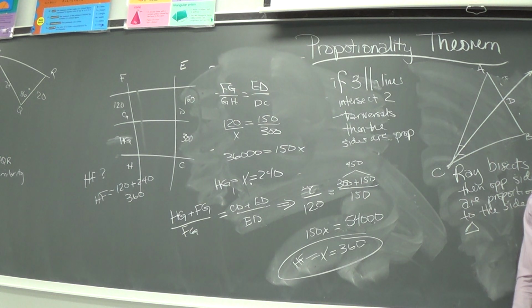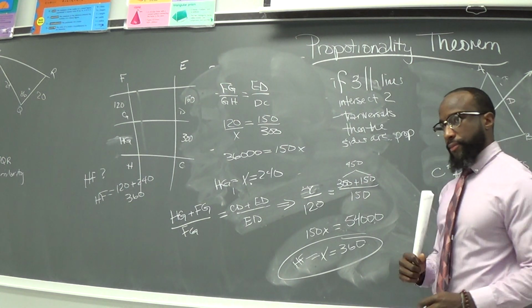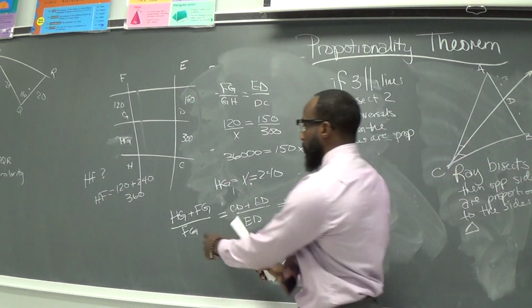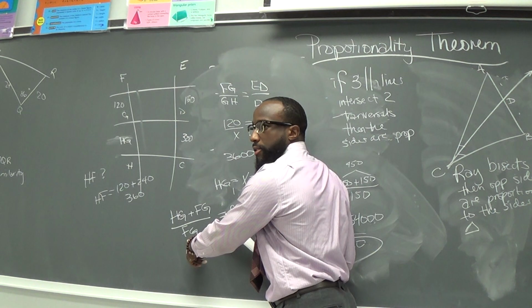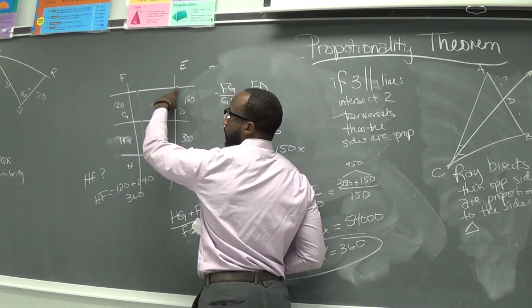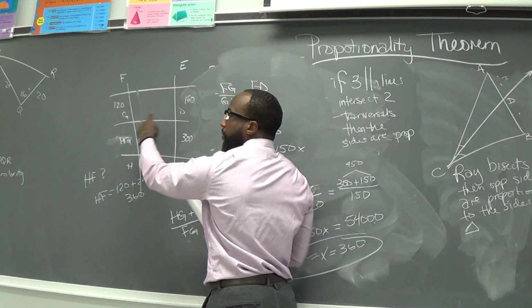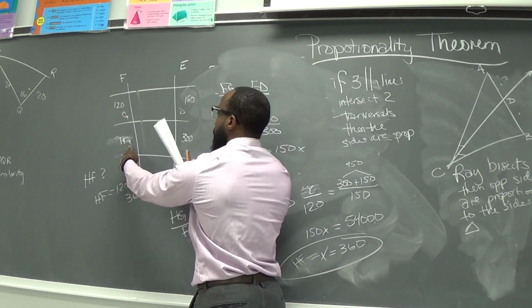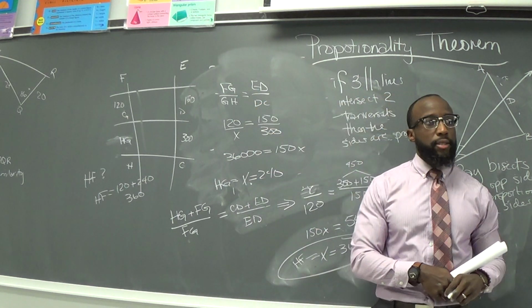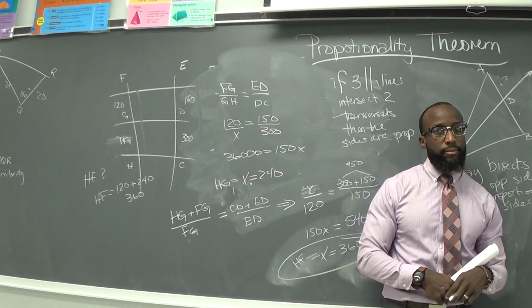Any questions? Yes, ma'am. Why are you dividing it by FG and ED? Because we knew these corresponding sides in the beginning of the problem. We only knew FG and ED, for both sides. We didn't know HG, so we couldn't put these equal to each other. Good question. Any other questions?